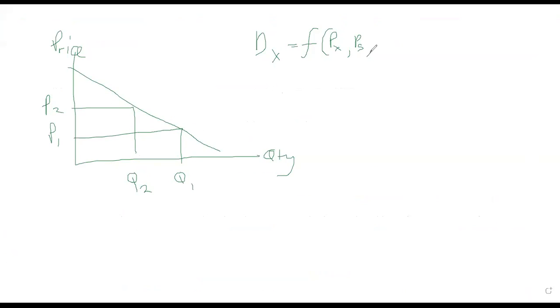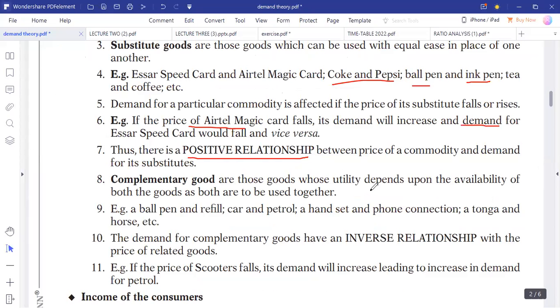The other factor that affects demand, we said, was the price of a complementary good. And what is a complementary good? A complementary good is simply a good whose utility depends upon the availability of both goods. You can't use one good without the other. For instance, a ball pen and ink, a car and petrol, a phone and SIM card. These move hand in hand, they're complementary, so they have an inverse relationship.